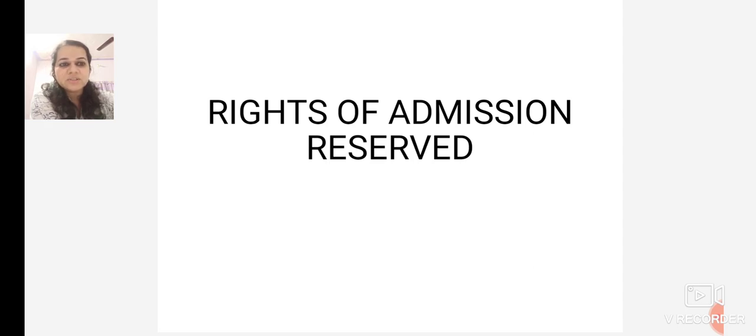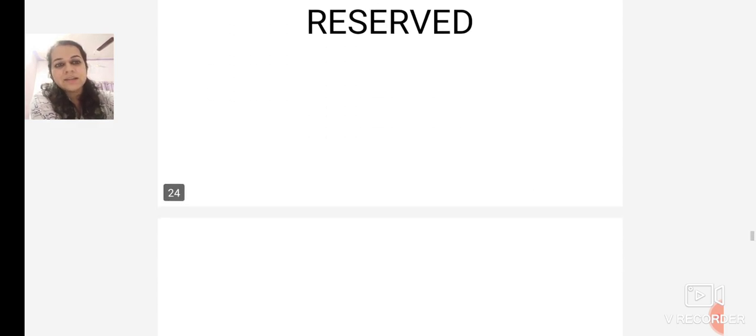Rights of admission reserved means there are some restrictions on the people who come inside the clubs or the restaurants. There are some limitations. These are rights of the owners, put outside the hotels and clubs, meaning all the people are not allowed to come in. That's why it is put, rights of admission reserved, meaning admission is reserved for some people.